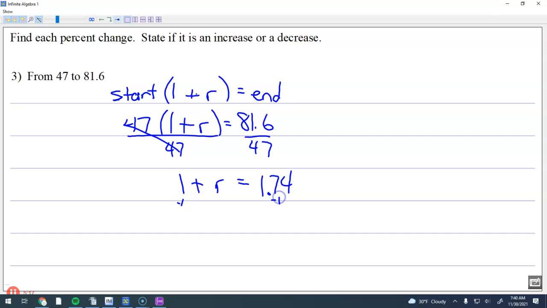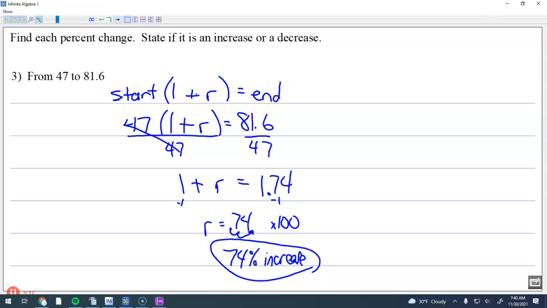And subtract 1. So r equals 0.74, so that's the percent as a decimal. So we're going to make it into a percent, so move it over 2 spots, or multiply by 100, whichever way you prefer, and that's 74%. And then it's an increase, because that's positive. Because we went up, right? We got bigger. Fair enough? We good?